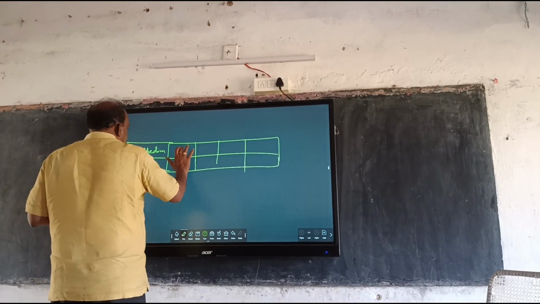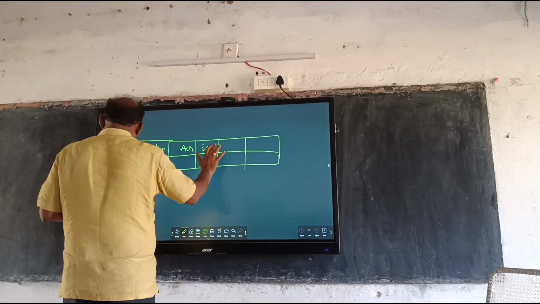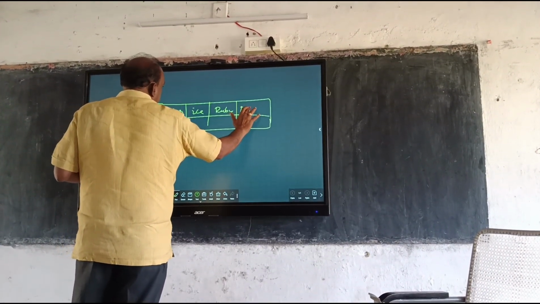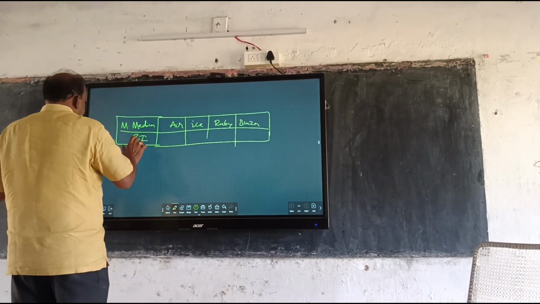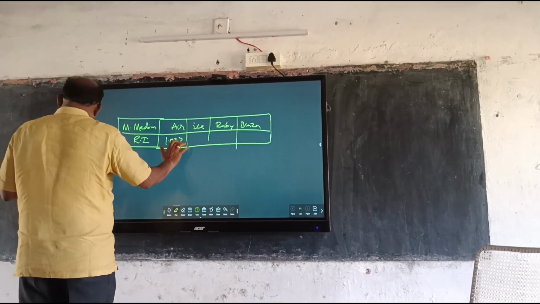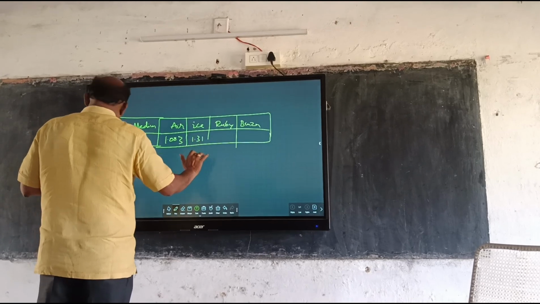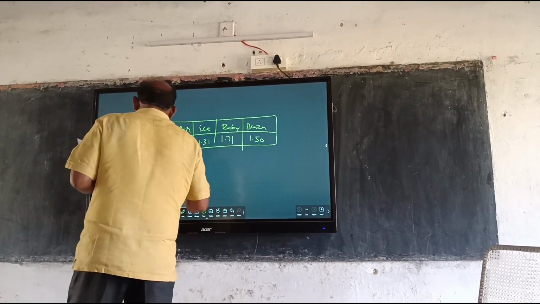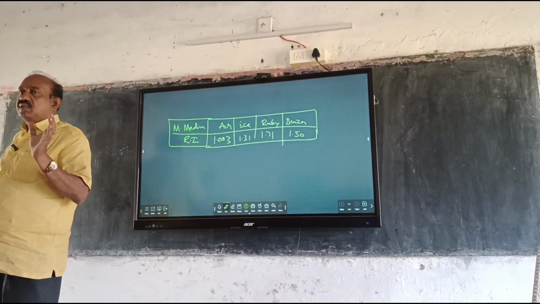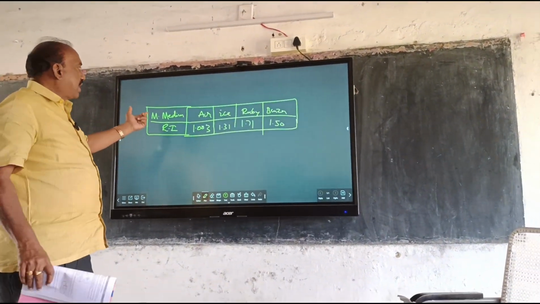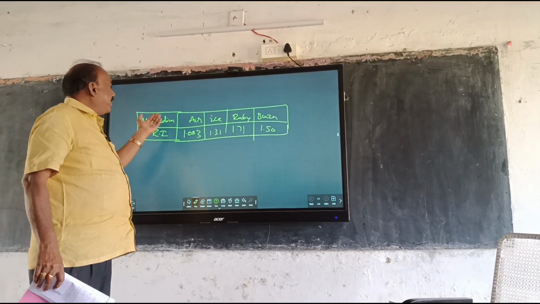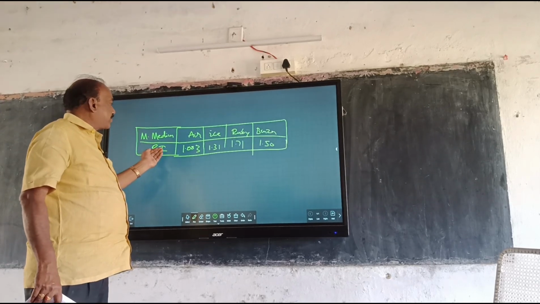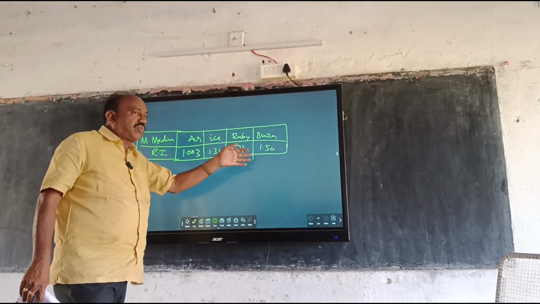First one is air, ice, ruby, and benzene. Refractive index of air 1.003, ice 1.31, ruby 1.71, benzene 1.50. Very simple question. You will easily get 4 marks. Here the material medium is given: air, ice, ruby and benzene, and the refractive index values are 1.003, 1.31, 1.71, 1.50.